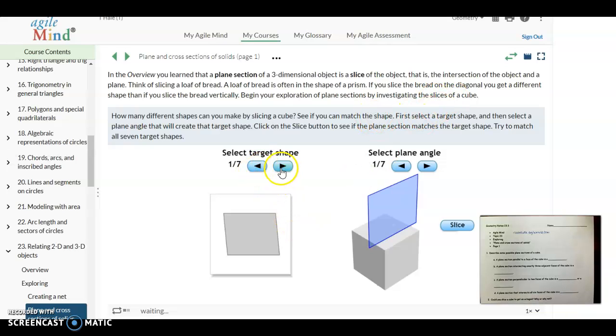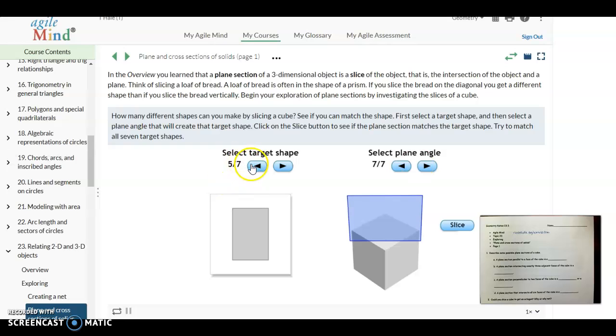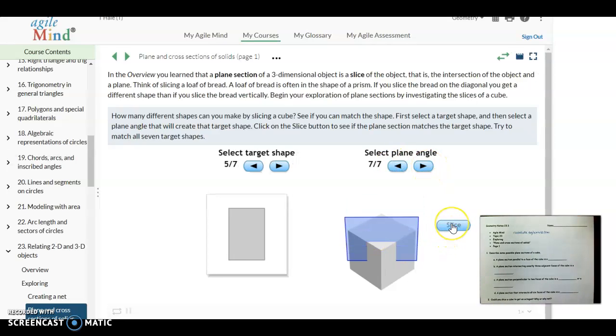You're going to select a target shape. This is what you want your cross section to look like, and there are 7 different ones that it wants you to get. Then you are going to select what angle you want to cut that solid at to create that shape. Let's say I want this shape, so I'm trying to see if that's the right angle I'm going at. That looks right. When I slice that, I get the rectangle.